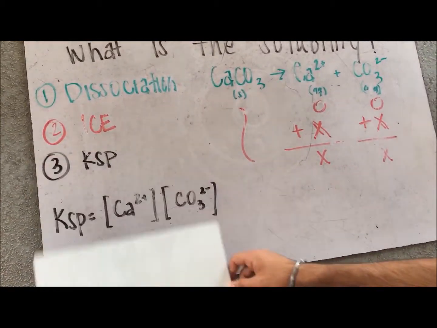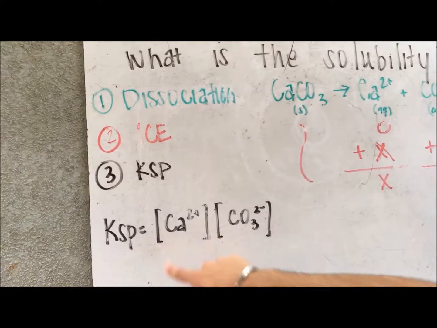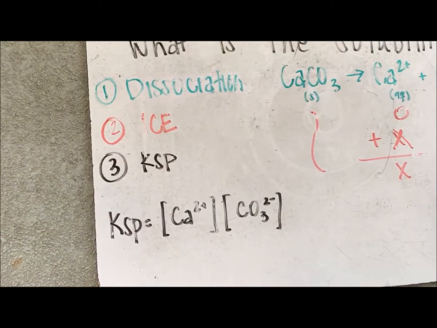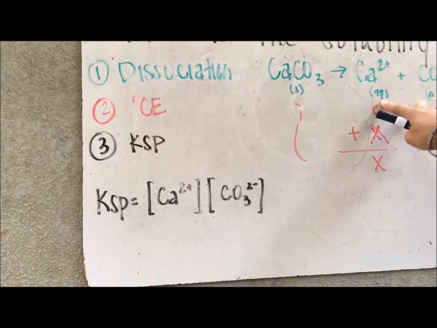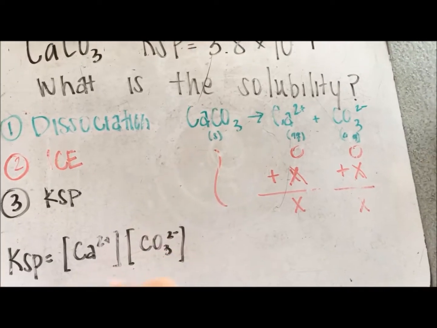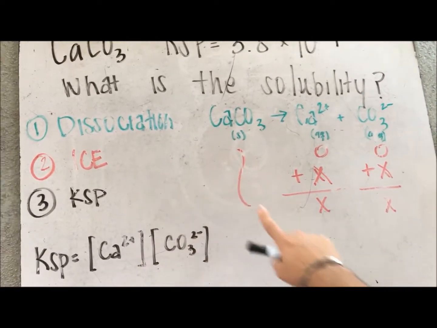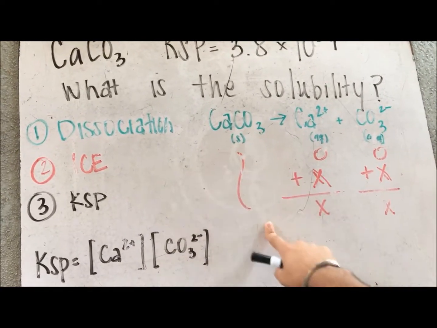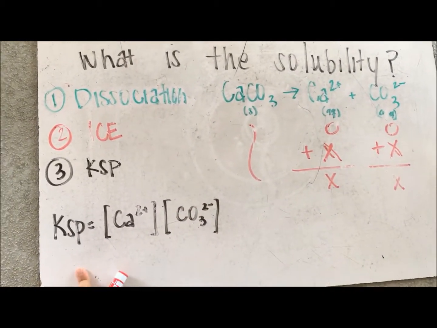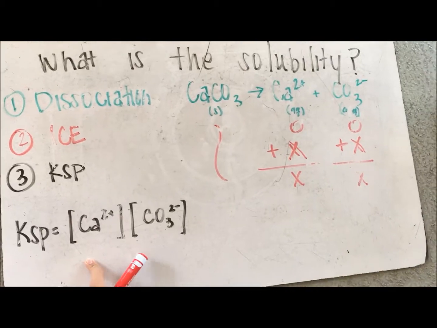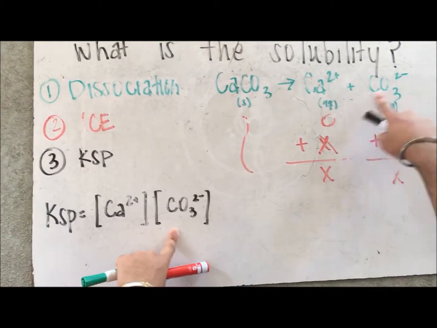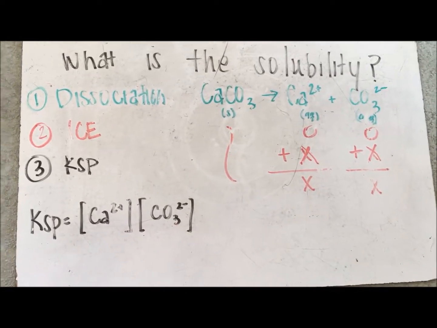The third step is to write the Ksp. So if you do not know what the Ksp is, which you should know, AP Chem students, Ksp is basically taking the products and putting them over the reactants. However, in this case, the reactant is a solid, so the solid is not counted in our Ksp. So if we're looking at it, Ksp equals the concentration of calcium 2 plus, the cation, times the concentration of CO3 2 minus. So let's get started.